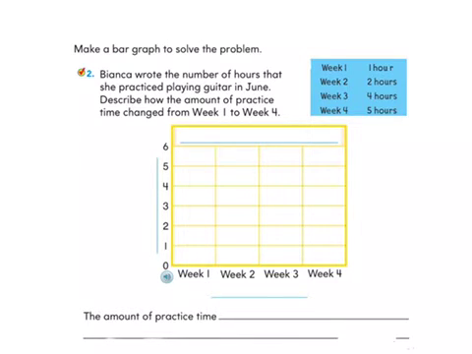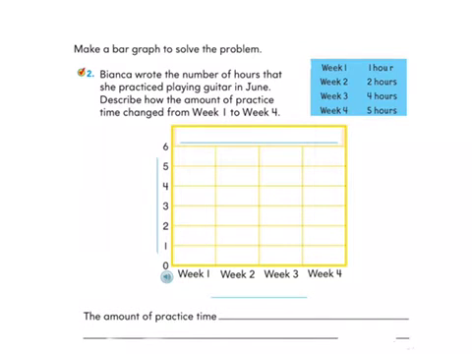All right, let's do another one. This one is make a bar graph to solve the problem. Bianca wrote the number of hours that she practiced playing guitar in June. Describe how the amount of practice time changed from week 1 to week 2. So we're going to use this information to help us make our bar graph.